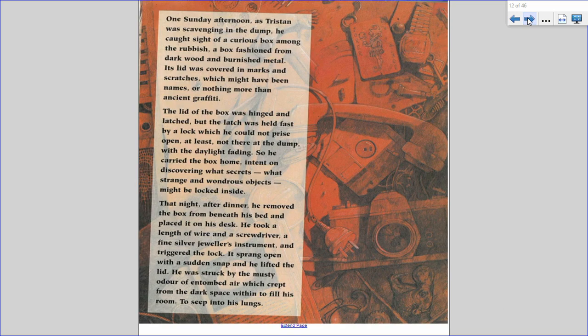One Sunday afternoon, as Tristan was scavenging in the dump, he caught sight of a curious box among the rubbish, a box fashioned from dark wood and burnished metal. Its lid was covered in marks and scratches, which might have been names or nothing more than ancient graffiti. The lid of the box was hinged and latched, but the latch was held fast by a lock which he could not prise open, at least not there at the dump, with the daylight fading. So he carried the box home, intent on discovering what secrets, what strange and wondrous objects might be locked inside.